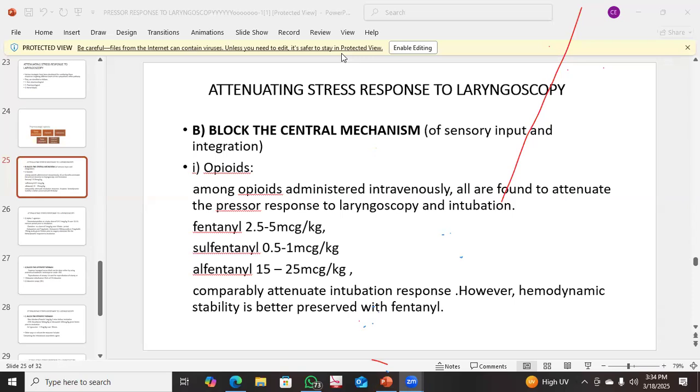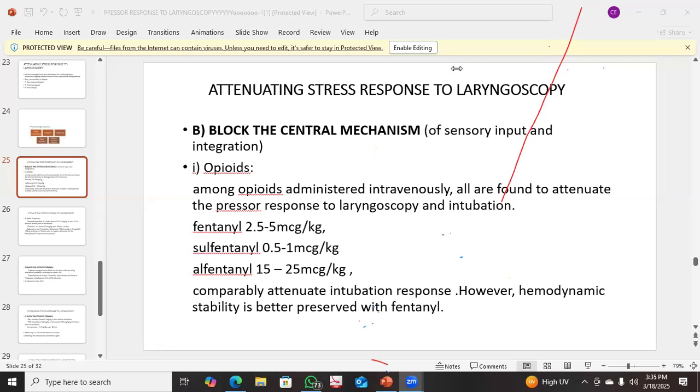The question was the role of anticholinergics in the pressure response to laryngoscopy. I didn't see any information about the role of anticholinergics in obtunding the pressure response. However, I would check it up. I didn't see it in the literature I prepared for this. So the next question I saw was that.